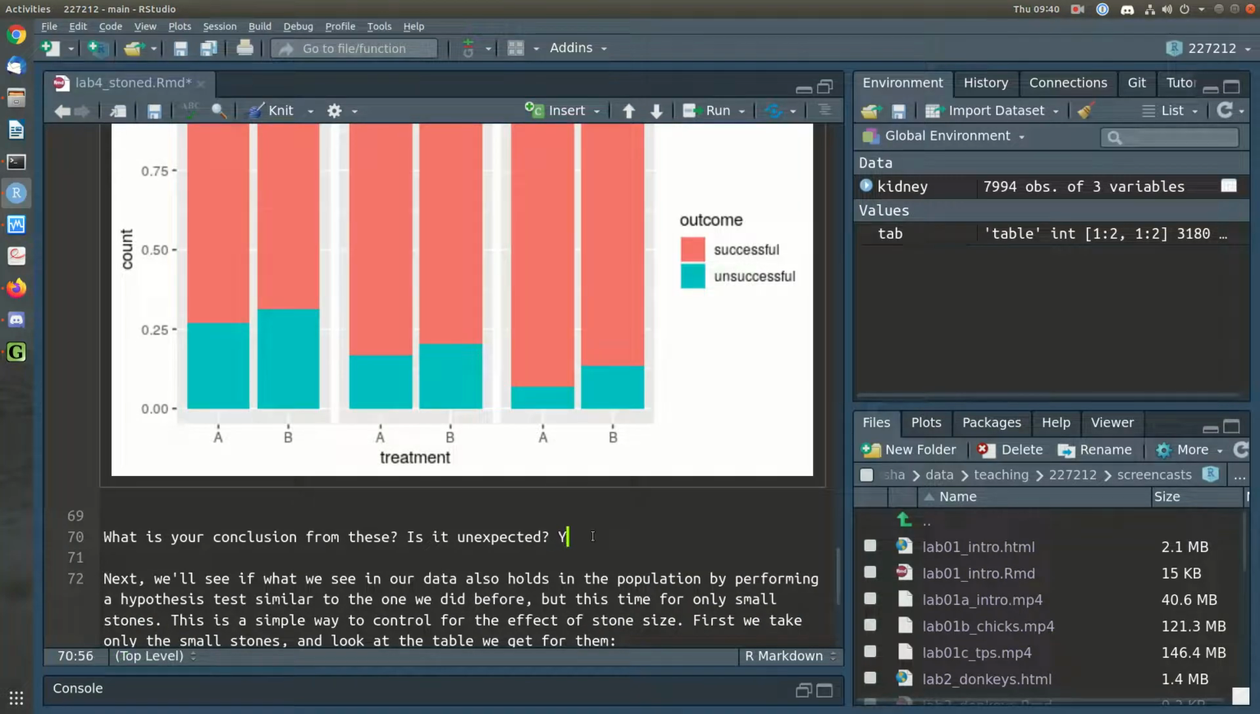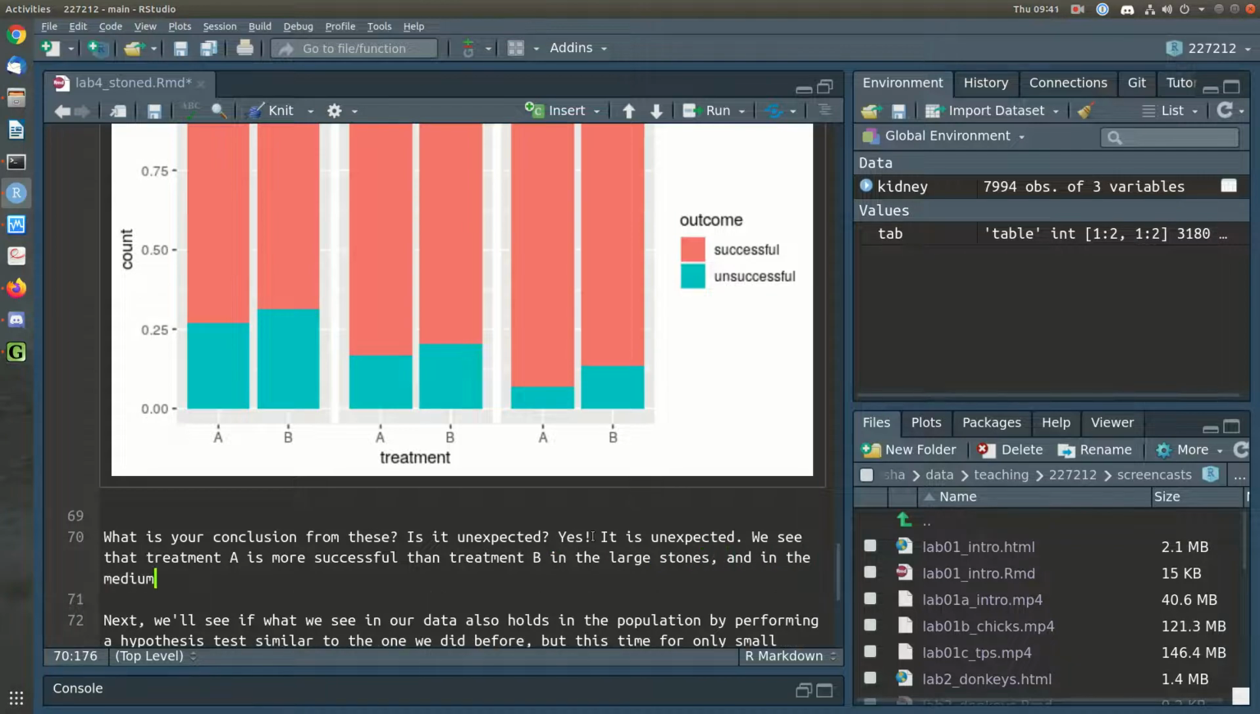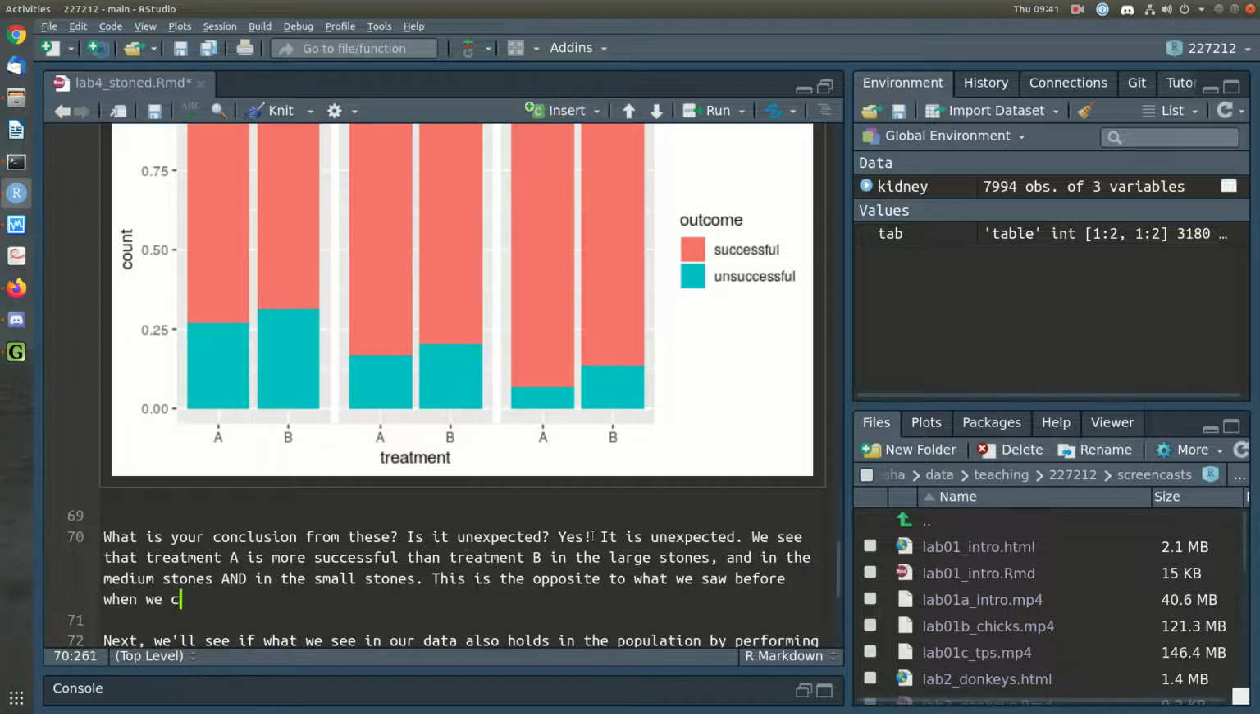Is it unexpected? Yes, it is unexpected. We see that treatment A is more successful than treatment B in the large stones and in the medium stones and in the small stones. This is the opposite to what we saw before when we looked across all sized stones together. Weird.